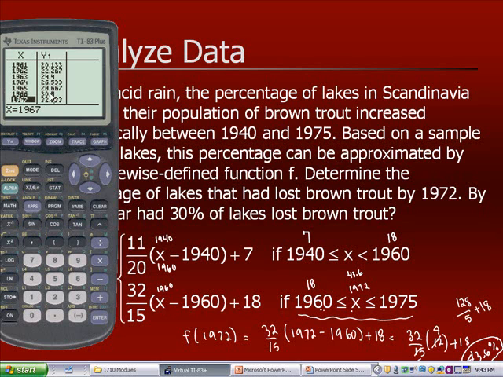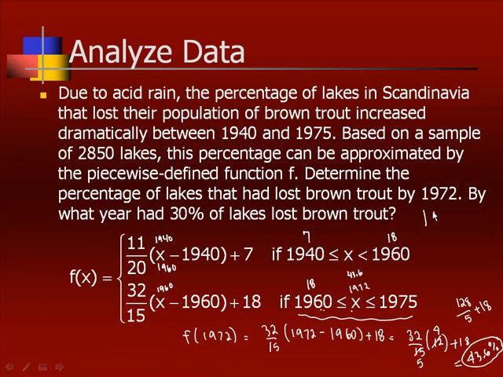So we were looking for where the y value was about 30, and the x value was somewhere between 1965 and 66. So the way the question is worded, by what year had 30% of the lakes lost their trout? By 1965 we had not reached 30. By 1966 we did. So we would say that by the year 1966, 30% of the lakes had lost the brown trout.